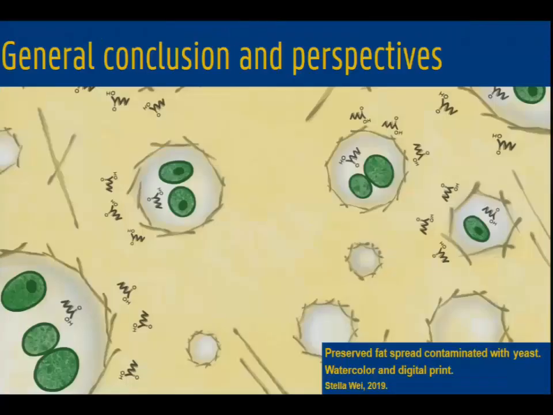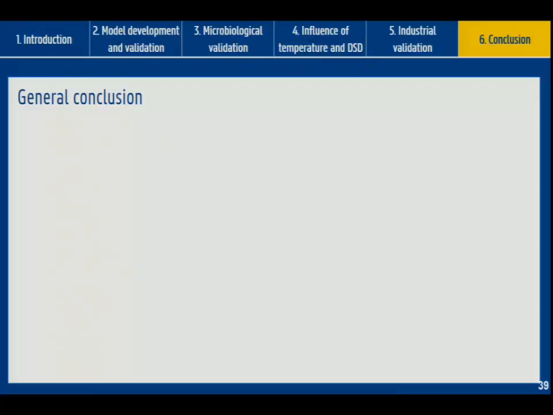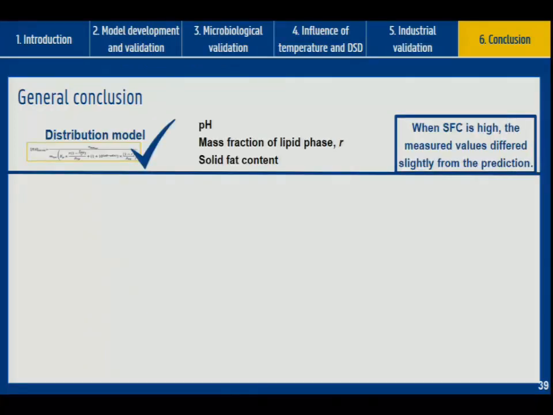And with this, I come to the general conclusion of the chapters that we were talking about. So first, does the distribution model work? Yes, it does. And it tells us that sorbic acid distribution, or the aqueous sorbic acid concentration, depends on the pH, on the mass fraction of the lipid phase, and on the solid fat content. However, when solid fat content is high, the measured values differ slightly from the predictions.